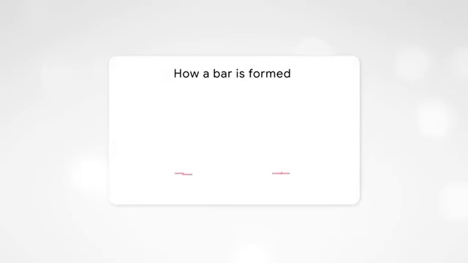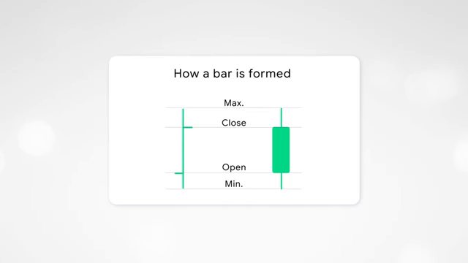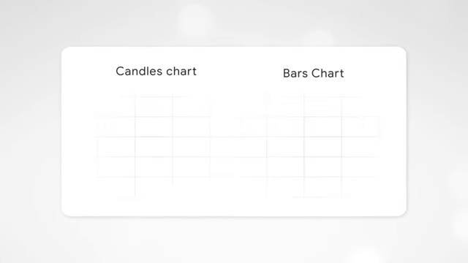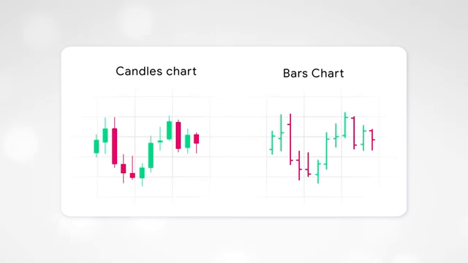Also, there is a popular form of bars. Their formation is identical to the principle of candles. The only difference is that the bar does not have a body, and so for visual convenience, candles are the most common way to display a chart.